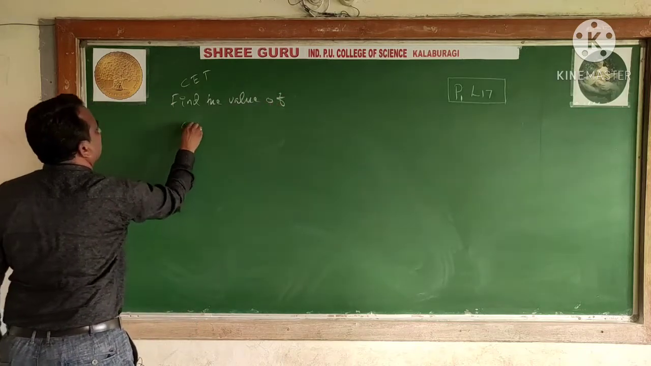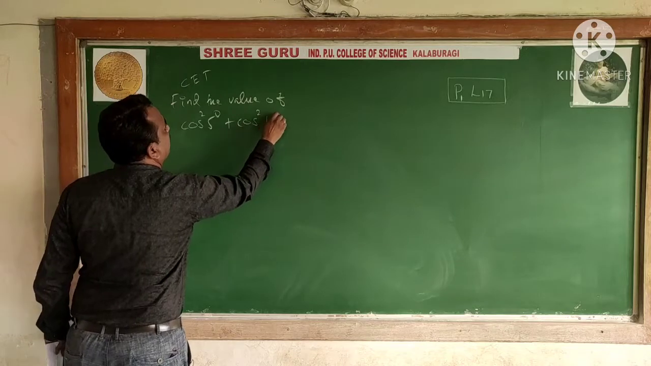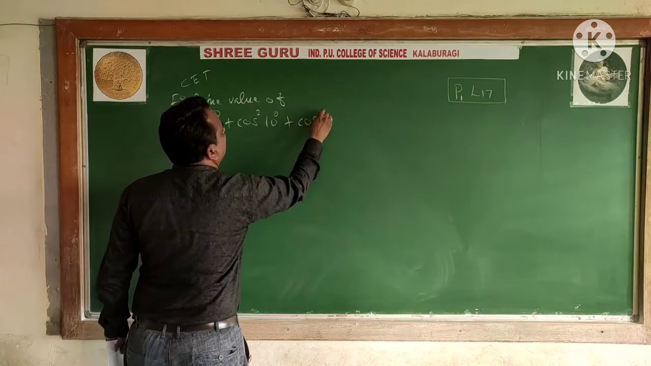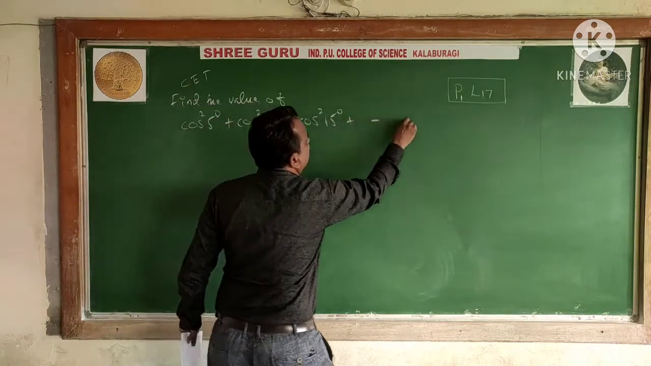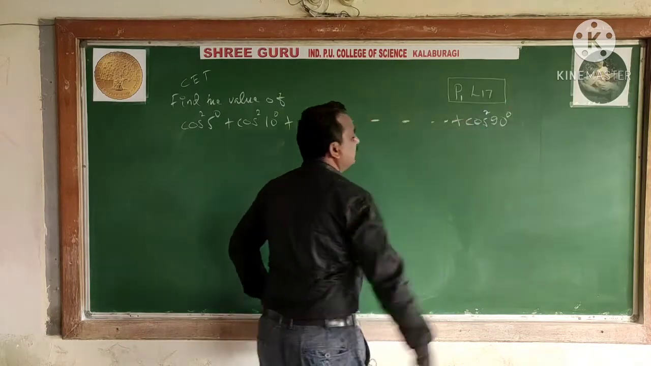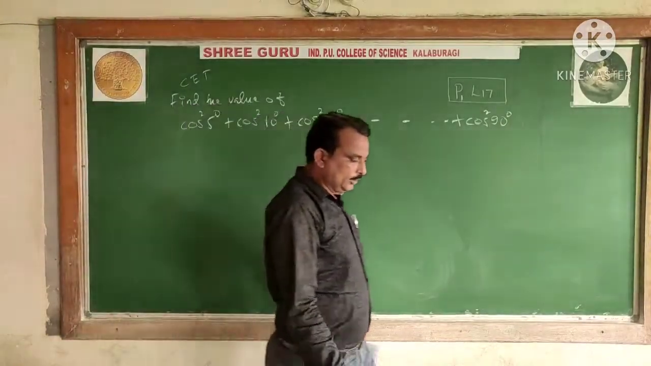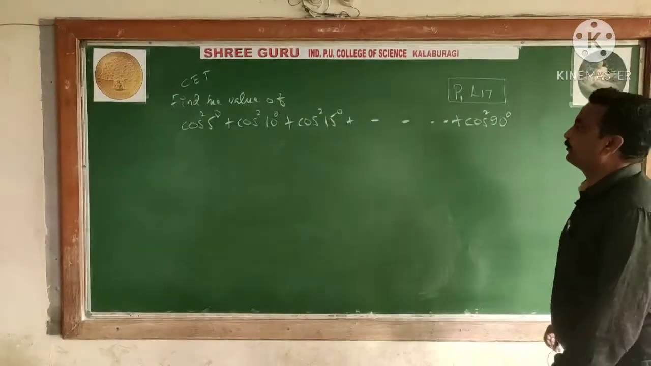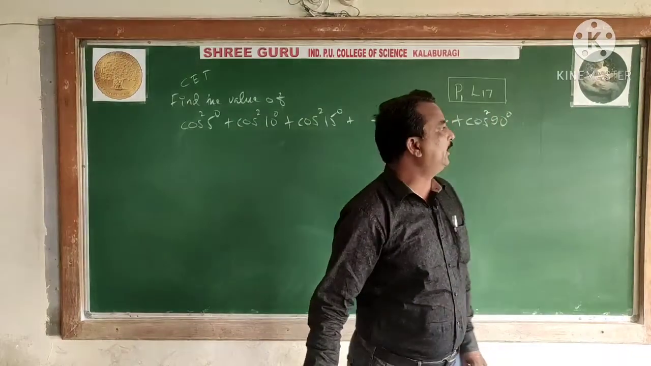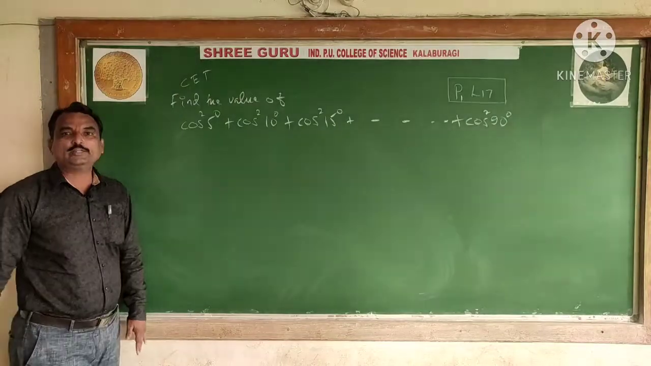Tell me this value, student. Cos square 5 degree, cos square of 10 degree, cos square of 15 degree, plus so on, up to cos square of 90 degree. So this is also a difference of 5. Cos square 5 degree, cos square 10 degree, cos square 15 degree, so on, up to cos square of 90 degree. Tell me the answer of this one here, student.